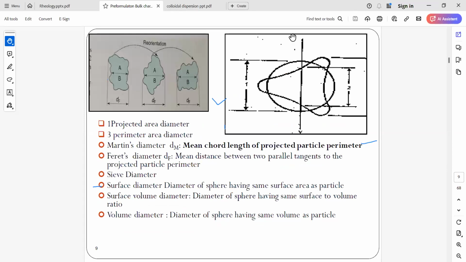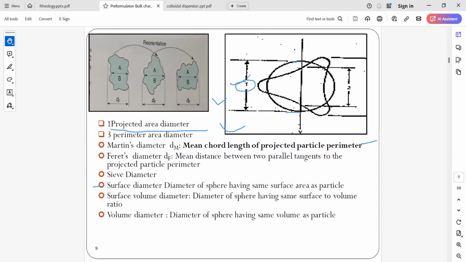So now, very important, some more definitions about different types of diameter. This image you may have seen in Martin's book, the reference book for physical pharmaceutics. The first is the projected area diameter. Projected area diameter is the distance between these two, as shown in the figure. Simply, they are measuring the area between this.